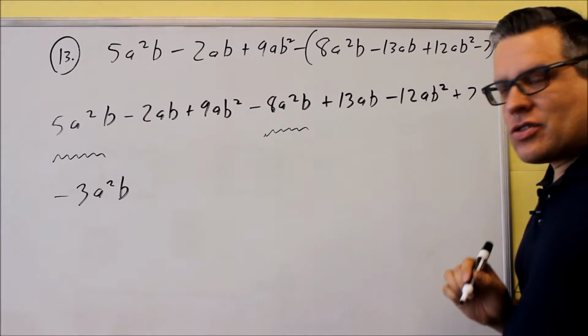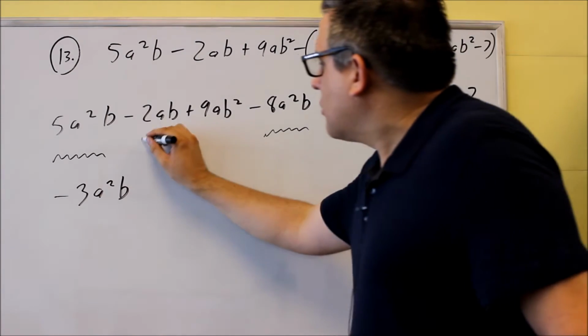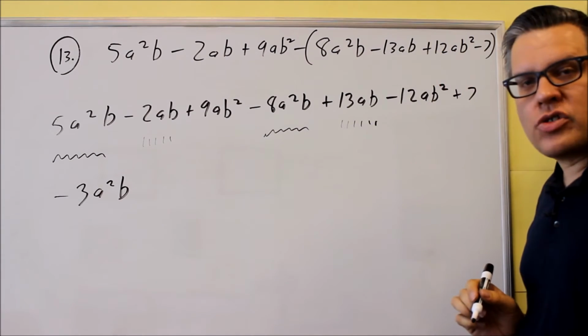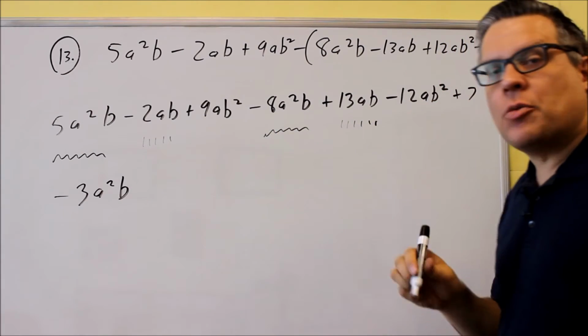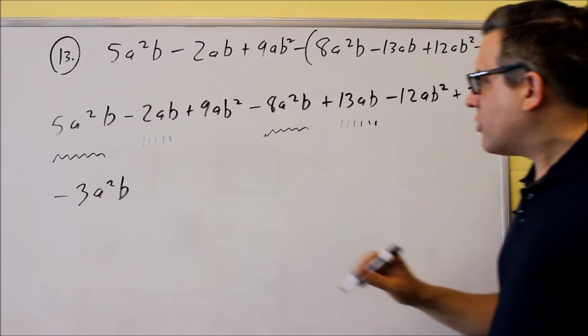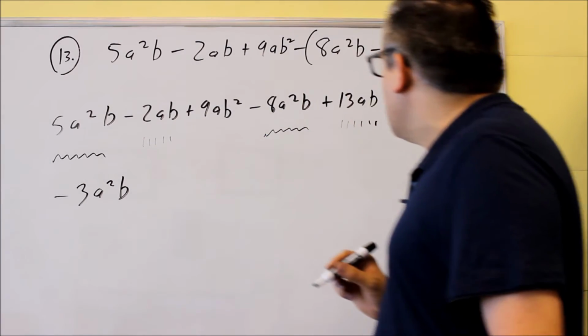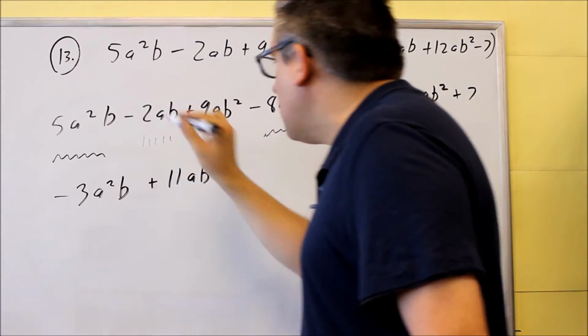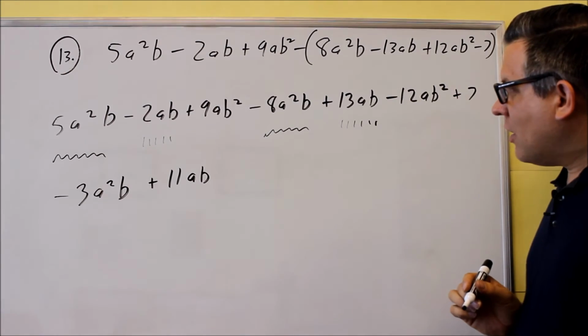Okay, now next thing I'm going to look at is this one and this one. Both of those have AB terms. The A and the B are both raised to the first power. I have a negative 2 and a positive 13. So 13 minus 2, we get 11. So plus 11 AB, and that's going to be positive.